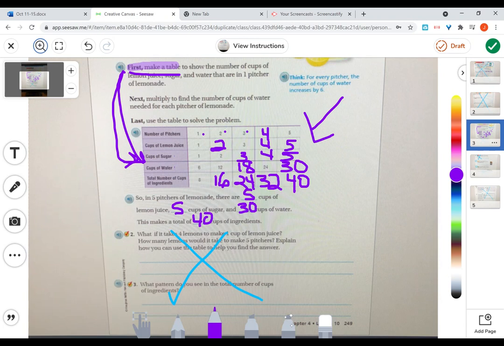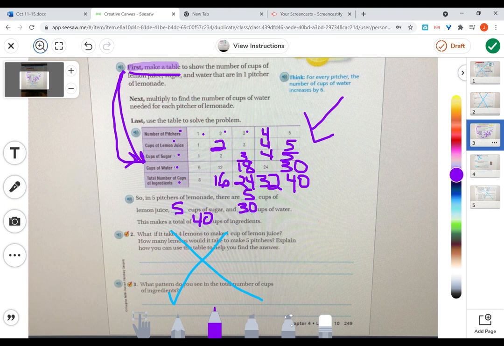The labels of our columns are going to be how many pitchers, how many cups of lemon juice, how many cups of sugar, how many cups of water, and finally how many cups there are all together. In pitchers, as you follow that row across, you're going to see 1, 2, 3, 4, and 5, because that is the amount of pitchers. And then we just need to fill in the rest of our information.